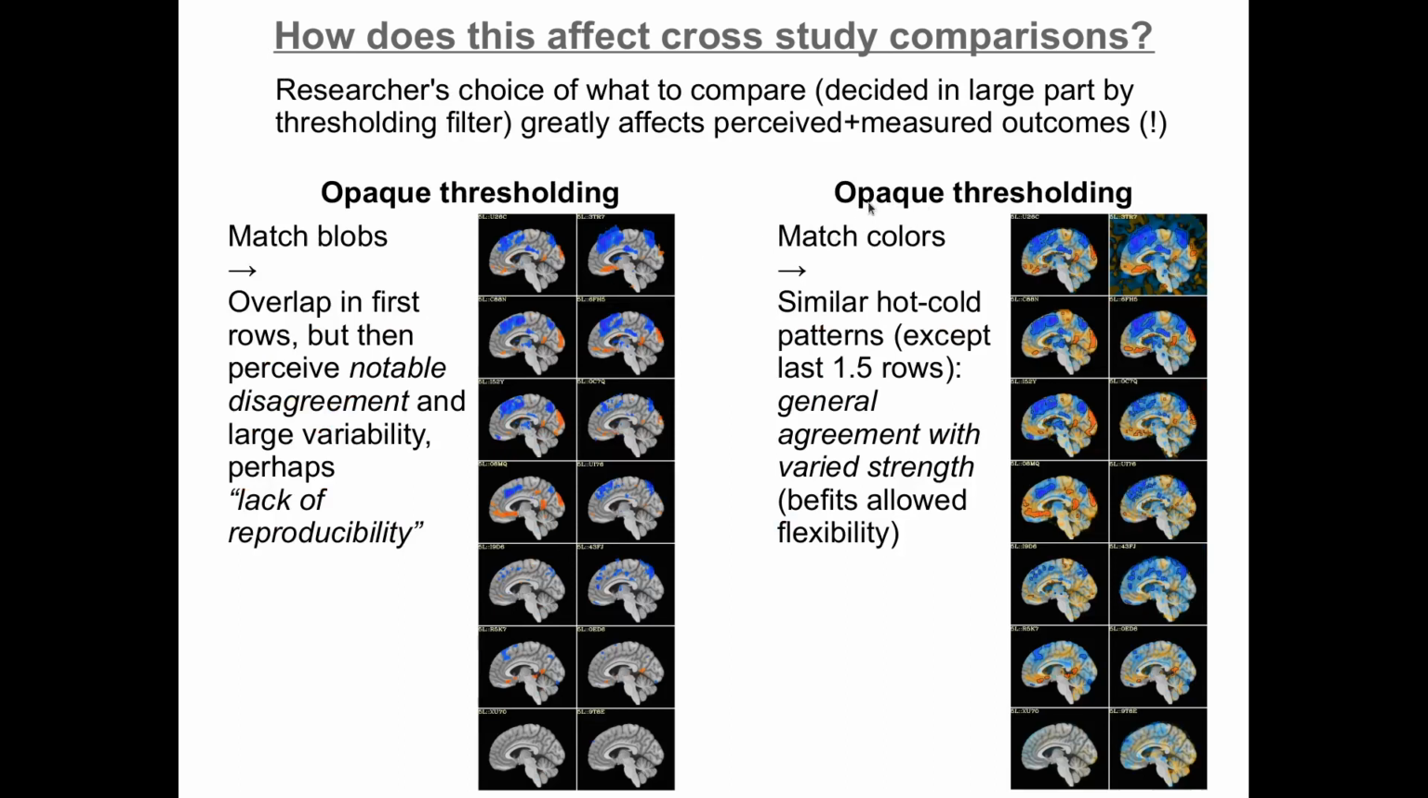When you look at the data with opaque thresholding, you are actually allowed to see much more information, and you see general agreement, but you understand that it's varied strength of agreement, and that is a different form of variation. And this is actually one that, for those who participated in the NARPS study, which our group did, there's actually a lot of flexibility left to researchers.